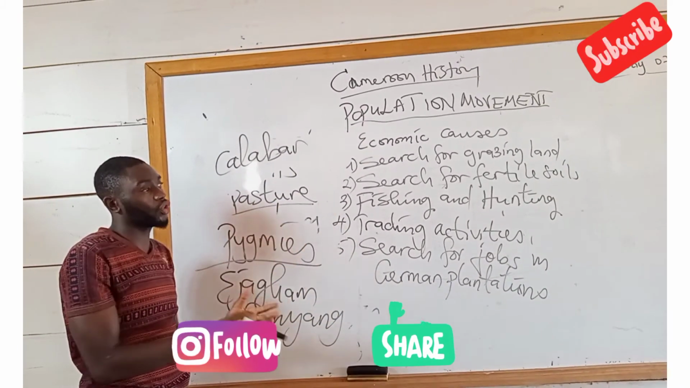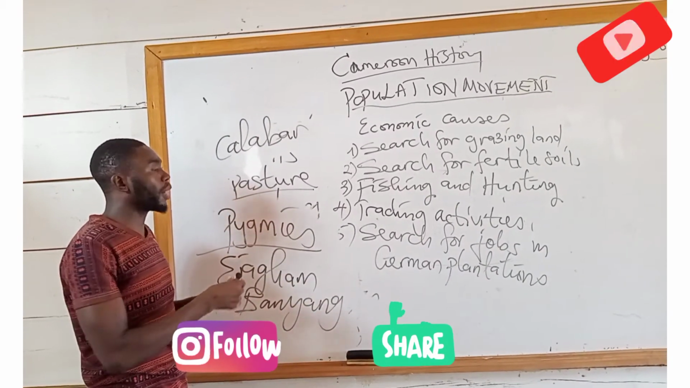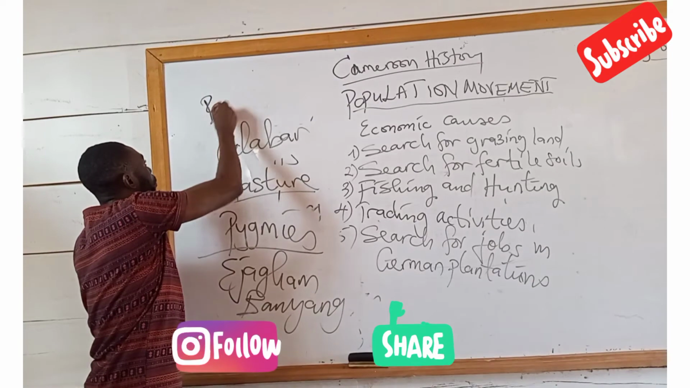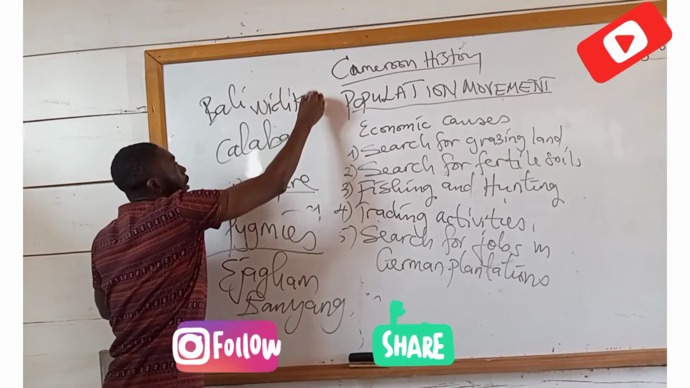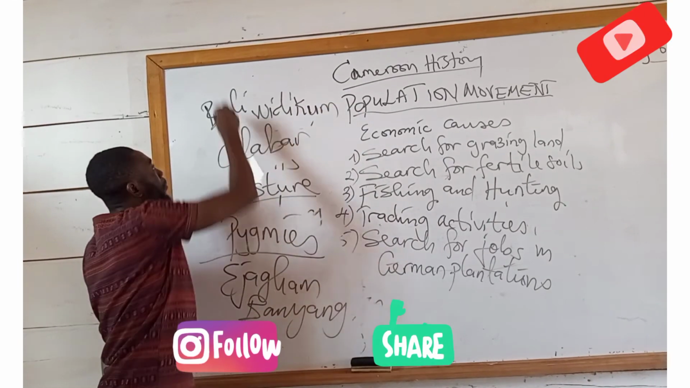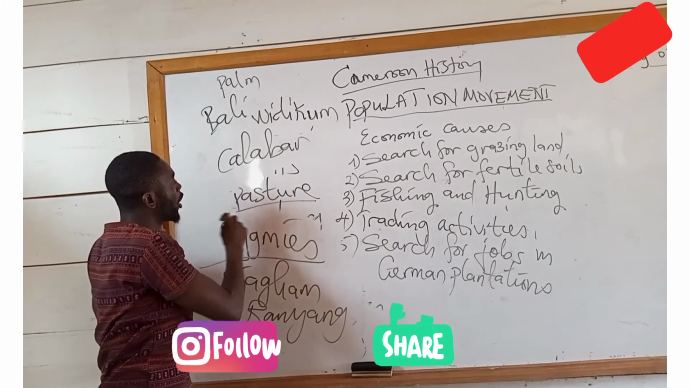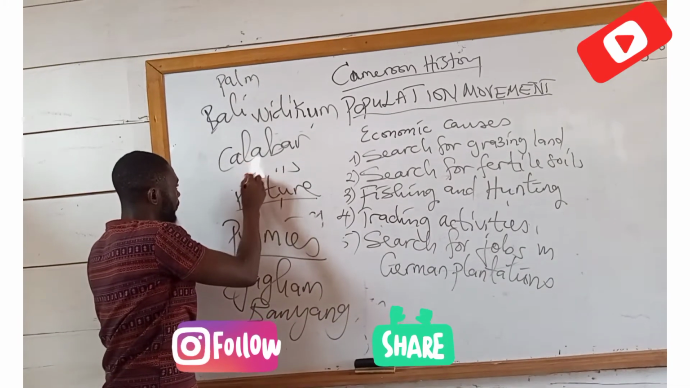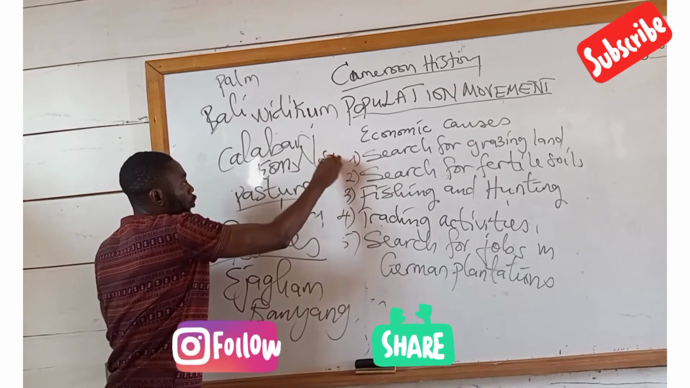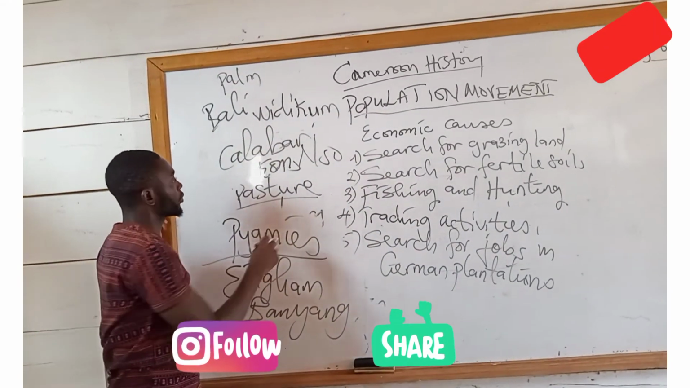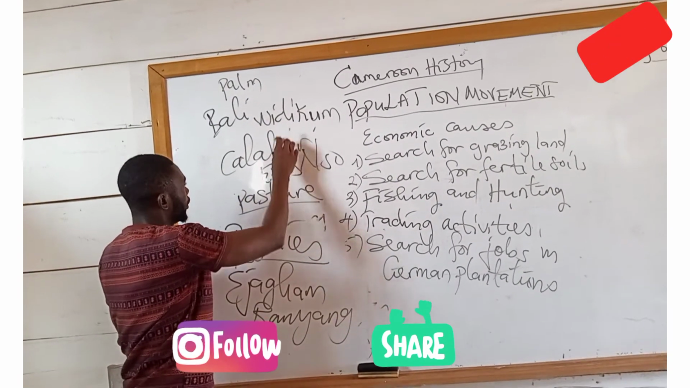Under legitimate trade, we look at an example of a tribe. We have the Balis and the Widikum, the Widikums who were supplying palm oil to the people of Mpen.